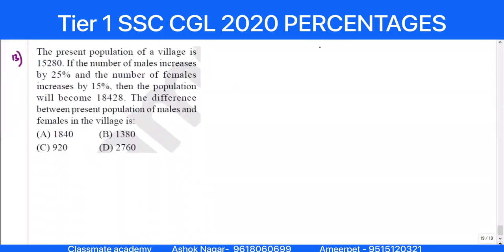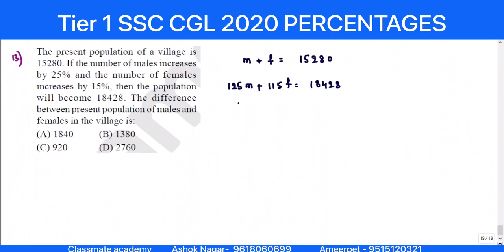So look at another way of finding the 13th one. The present population of a village is 15,280. The number of males increases by 25% and the number of females increases by 15%. Present population, you take male plus female is how much? If male increases by 25%, I would say it is 125% of M. It is percentage, I'm not writing by 100, but anyway, 115% of female is equal to 18,428. Right?